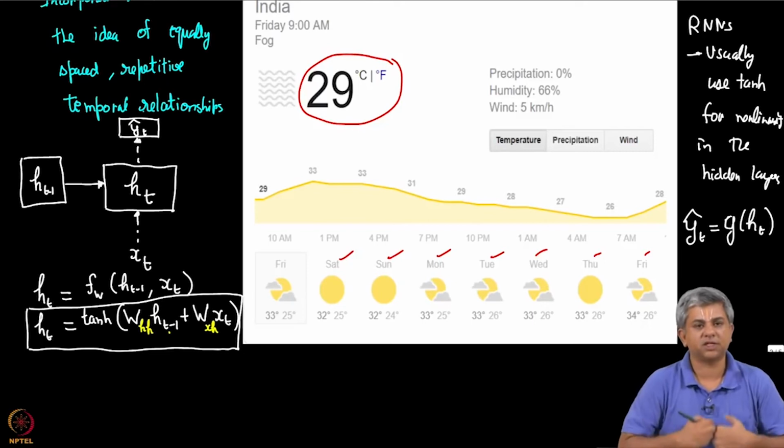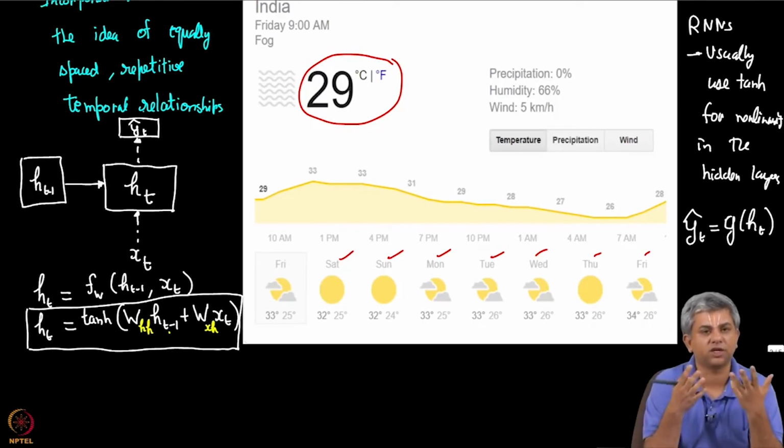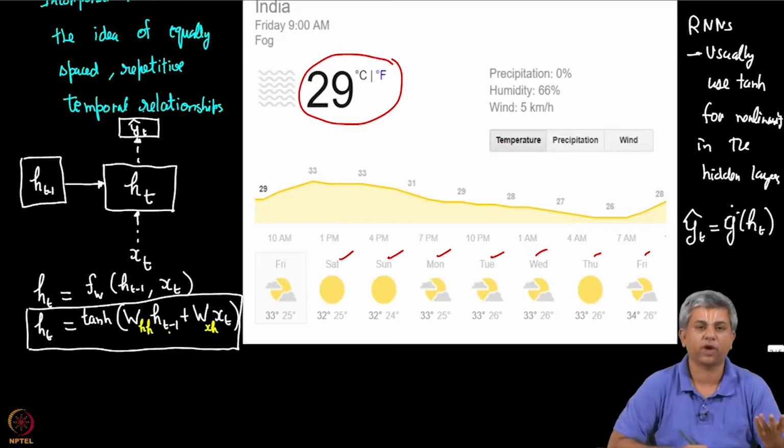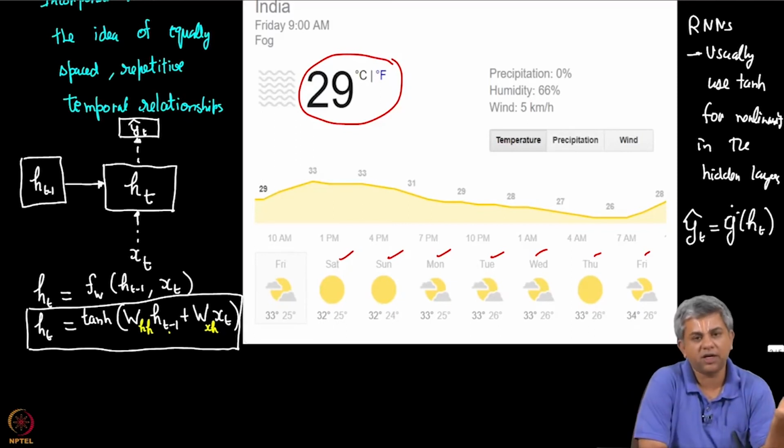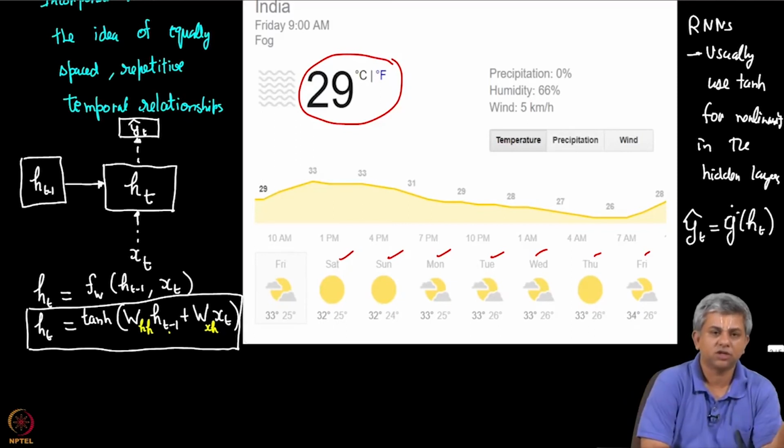Now, in some cases it simply makes sense for this function to be a linear function, in some cases it makes sense for the function to be a non-linear function. Also, it depends on whether you are doing a regression task or a classification task. If it is a binary classification task, then G will become a sigmoid. If it is a multi-class classification task, you will use a softmax.